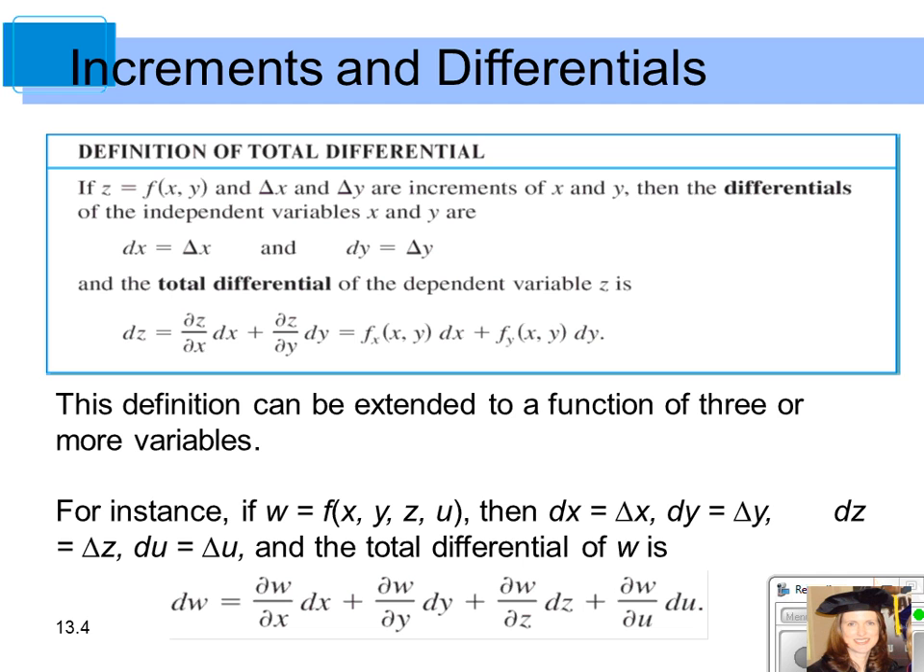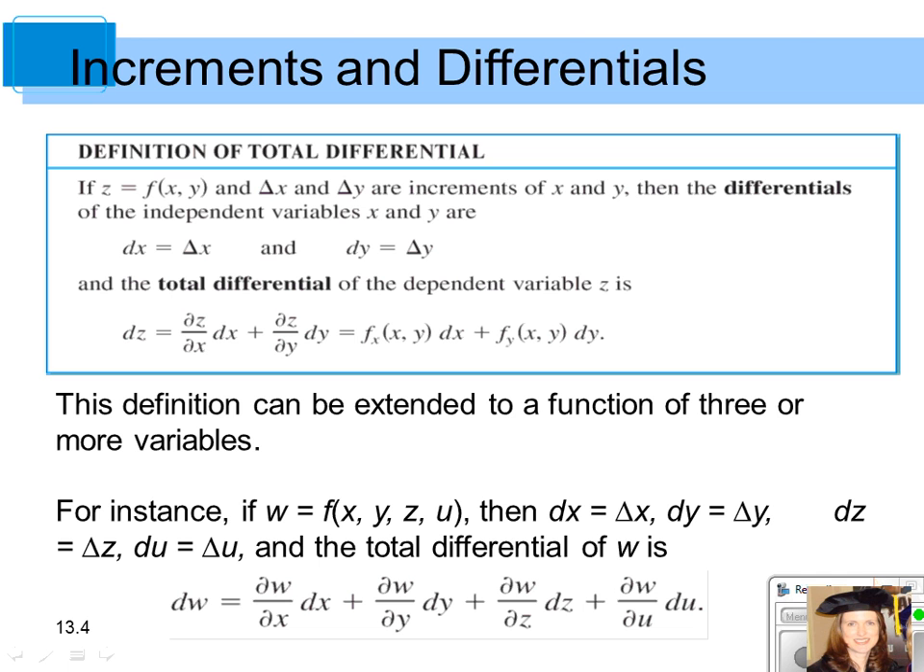Here we have the definition of a total differential. z is a function of x and y, and delta x and delta y are increments of x and y. Then the differentials of the independent variables x and y are differential x, dx, equals delta x, and differential y, dy, equals delta y. The total differential of the dependent variable z, that's dz, is the partial derivative of z with respect to x times the differential x, plus the partial derivative of z with respect to y times the differential y.